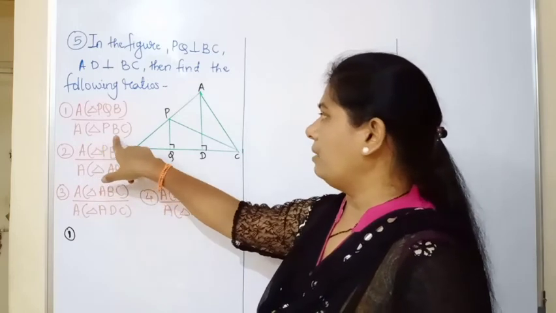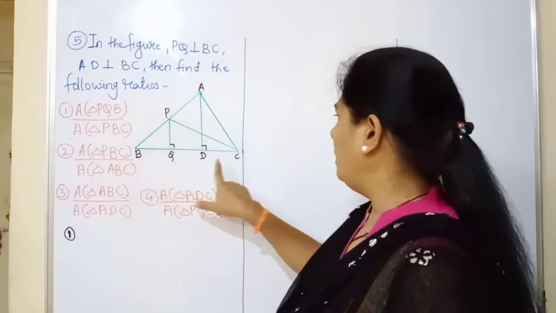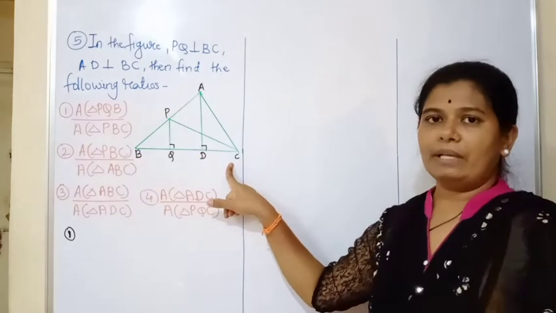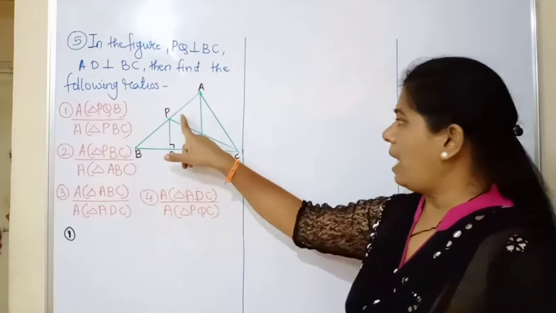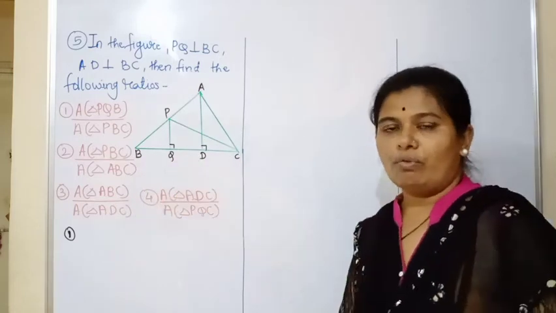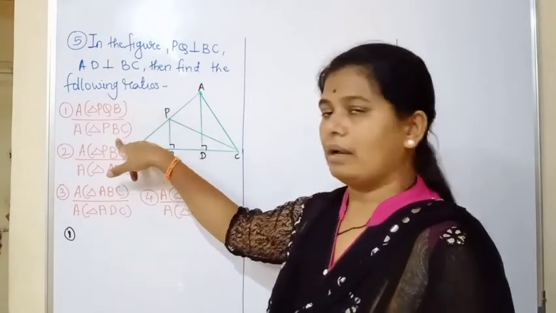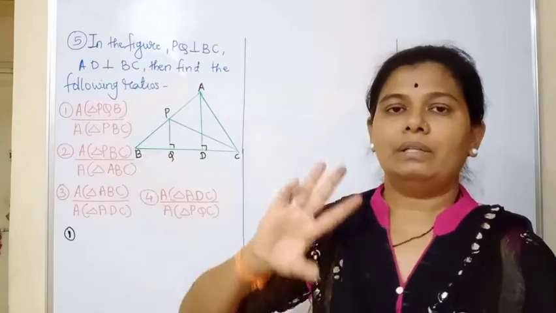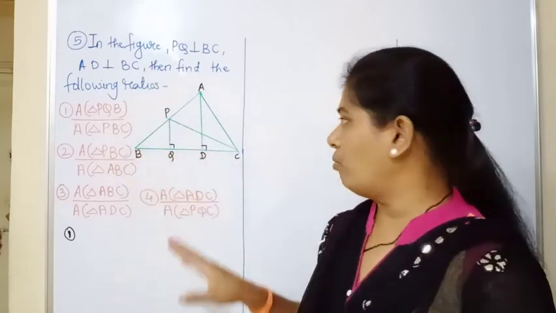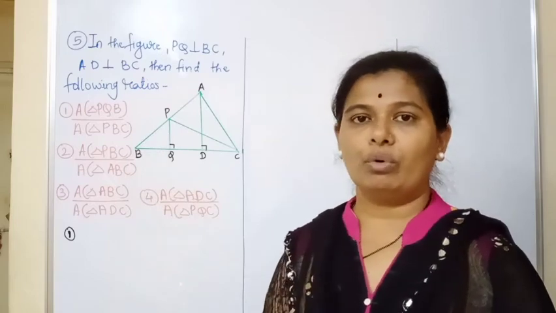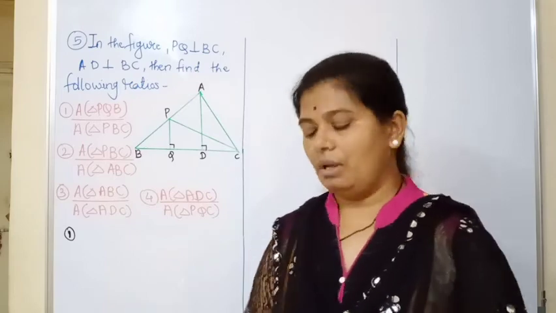See the second triangle, that is PBC. See the diagram, PBC. What is the base here? Base of PBC is BC. And what is the height? Height is PQ. So what we are able to see in these two triangles, PQB and PBC, is that the height is the same. Height is PQ, it is the same for both triangles. So what are we going to consider now? If the heights are the same, then we are going to consider the bases.